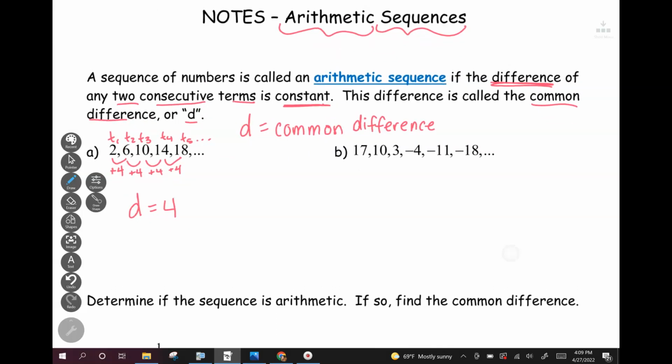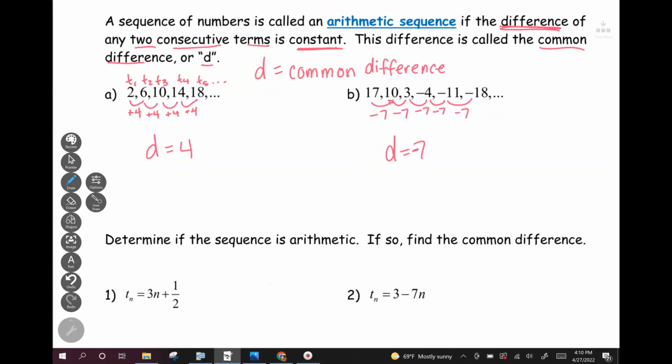Okay, let's look at the next one. So to get from 17 to 10, well, now I'm actually going down. So I'm going to subtract 7. To get from 10 to 3, you subtract 7. And each one of these, you subtract 7, so the common difference is -7. When you go to the next term, not a previous term, to get to the next term, what do you need to do? You need to subtract 7, so that's the common difference.